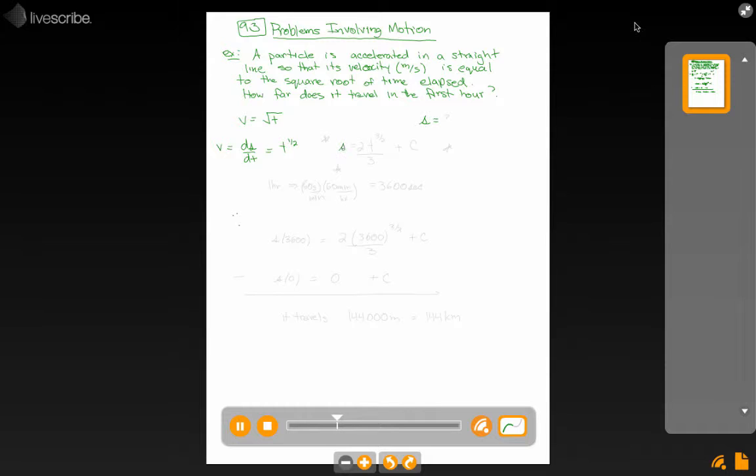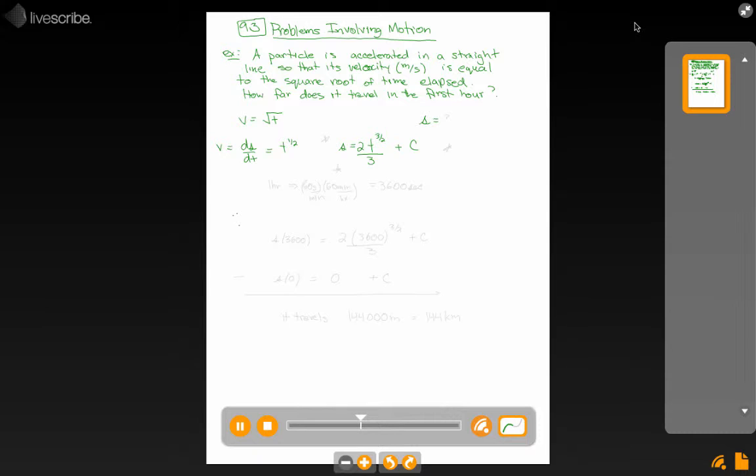Now, when fractions get involved, people have a bit of trouble sometimes. But if I add 1 to the exponent, I'm going to have t to the 3/2, or 1.5. But then I would have to divide by 1.5. Another way of saying that is 2/3 t to the 3/2, and then plus a constant if I'm doing the most general antiderivative of this thing.